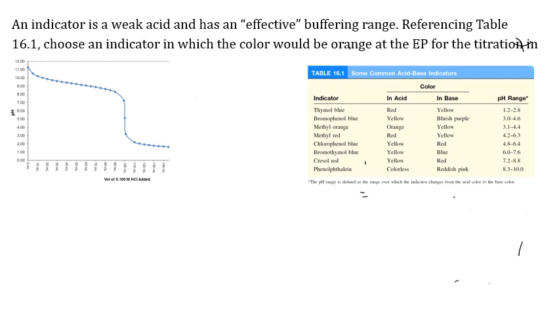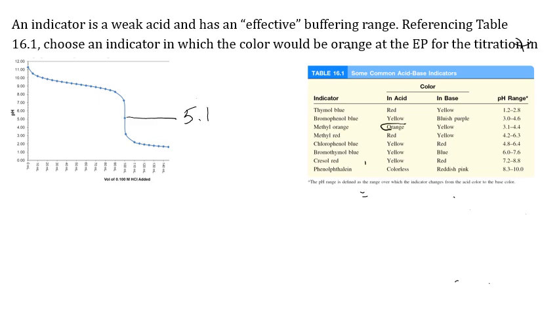Let's go to this question about the indicators. I thought this was kind of fun because I was like, oh, let's go look at the table. The table has indicators. What would be an effective, good indicator? Now I asked you to pick an indicator in which the color would be orange at the equivalence point. Okay, well the equivalence point is 5.1-ish. So that means I need something that changes in the 5.1 range, maybe. And I wanted orange.